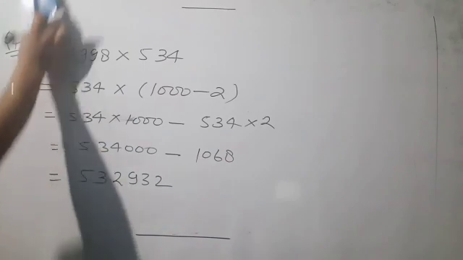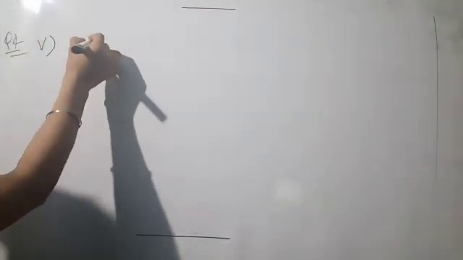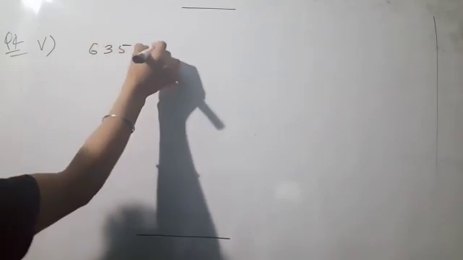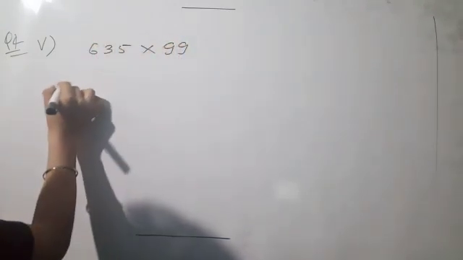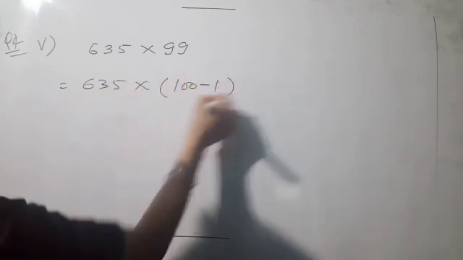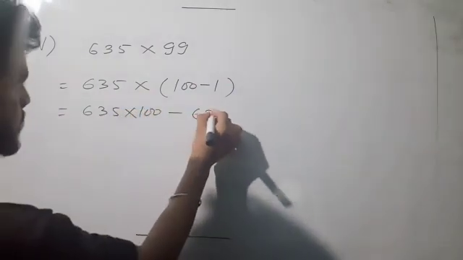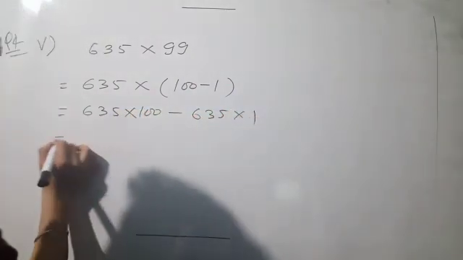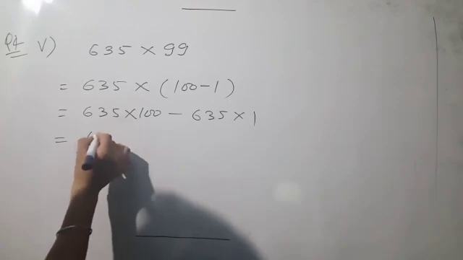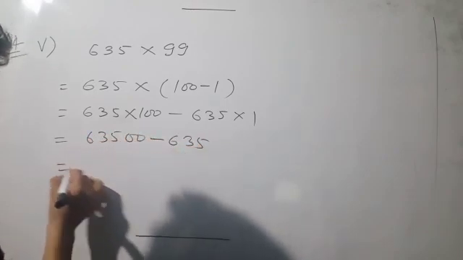Part 5. In the fifth part we have 635 into 99, or we can change it to 100 minus 1. This is actually very simple. 635 into 100 minus 635 into 1. Property of distribution over subtraction. 63500 minus 635.